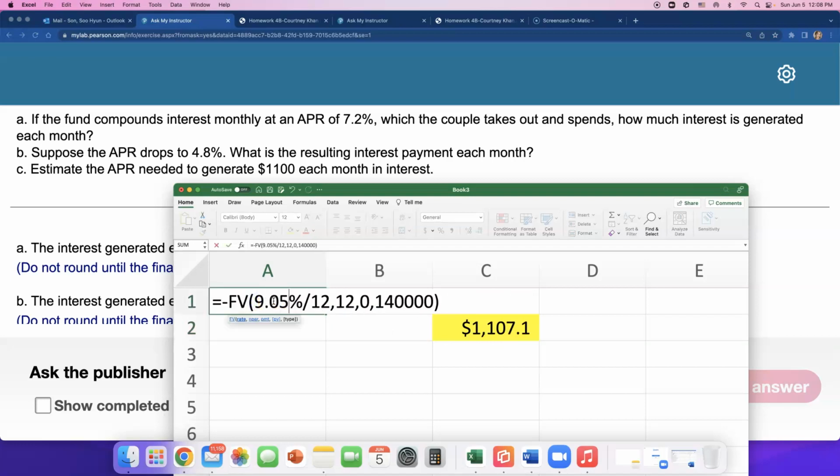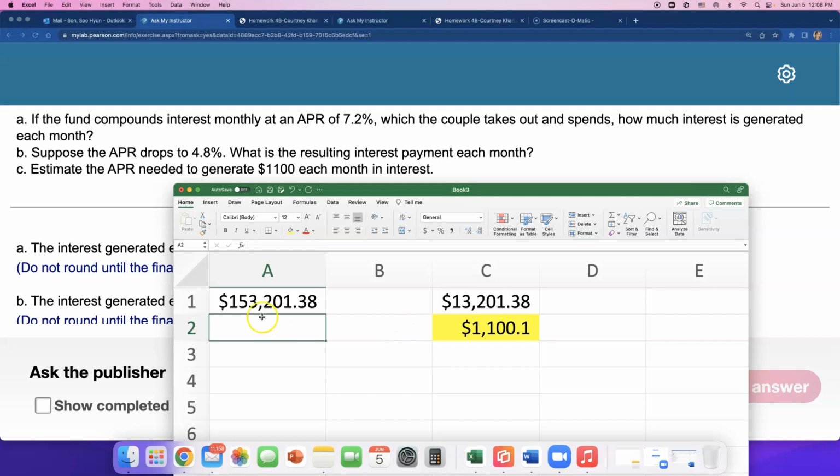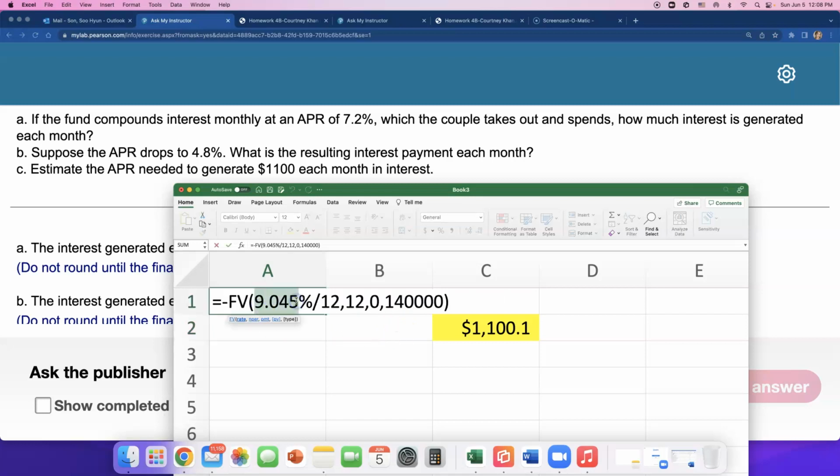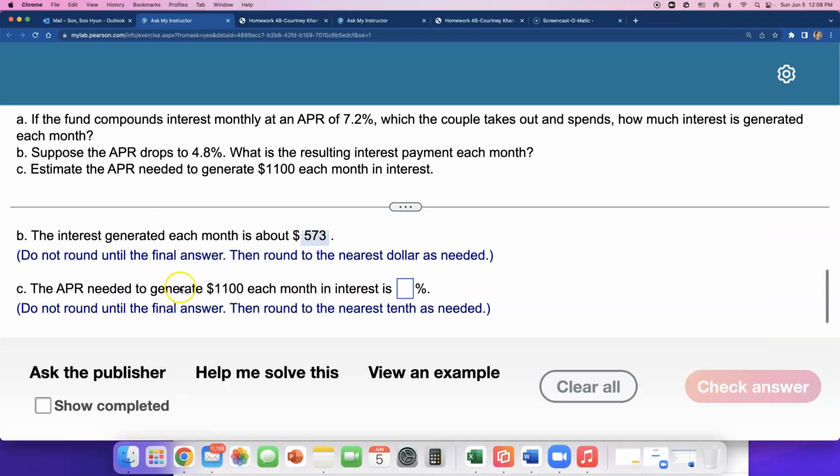So I can try to be as accurate as possible. If I just type in some random decimals, guys, I found out that I can get as close as I can. I think I'm pretty close. I was able to just guess and check, plug and chug some random APRs. And when I was around 9.045%, I was able to get them $1,100.10. I think that's pretty good. So I will say that my answer is 9.045%.